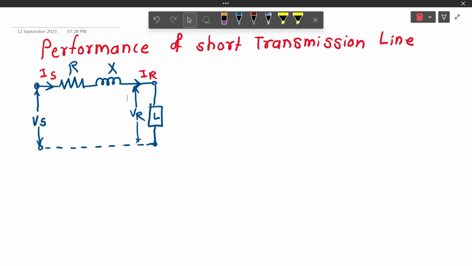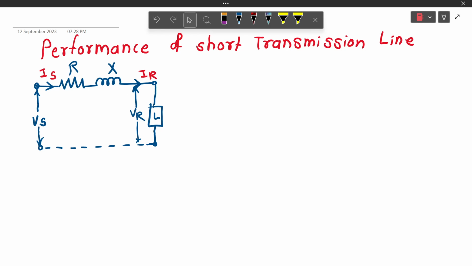Hello everyone. Here we are going to study the performance of short transmission line. Consider an equivalent circuit of short transmission line which consists of sending end voltage Vs, receiving end voltage Vr, sending end current Is, receiving end current Ir, which are per phase quantities.